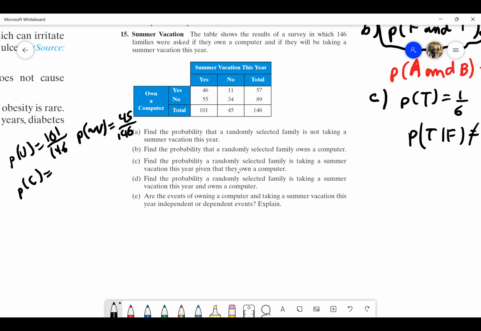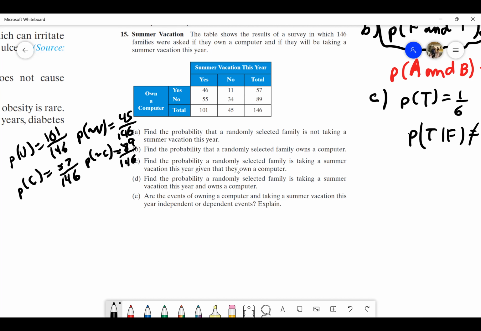No? 57. Do you see that? She's looking at this. What's the probability of not computer? 89 of what? You gotta continue. You gotta say the whole fraction.